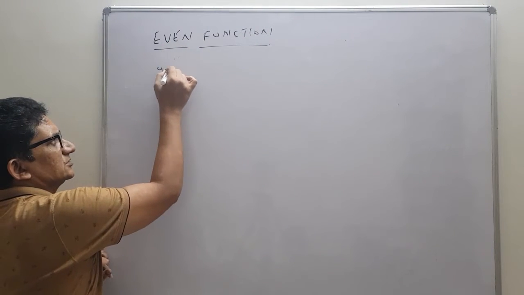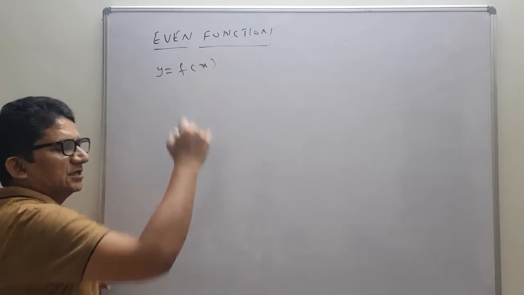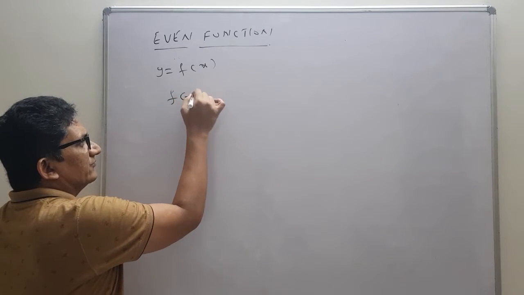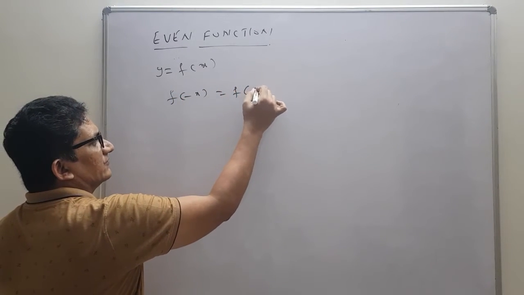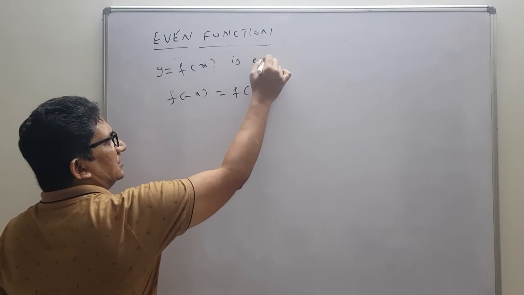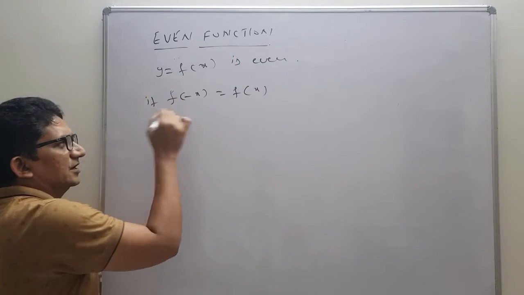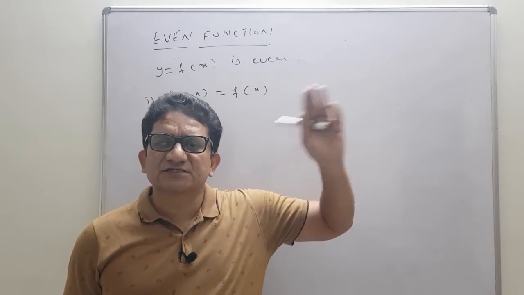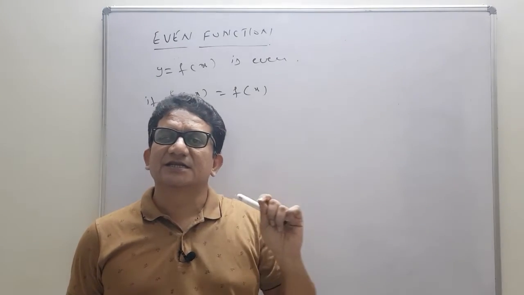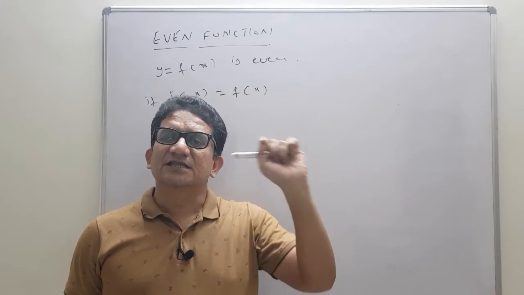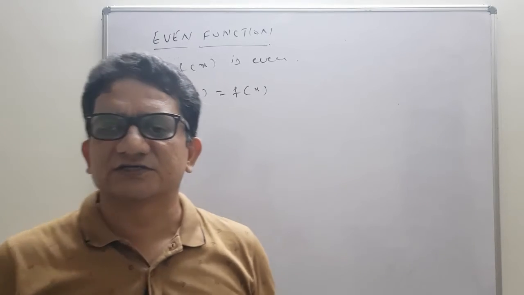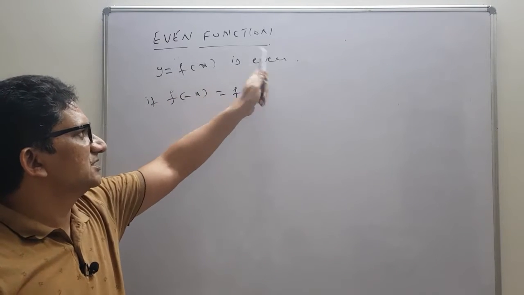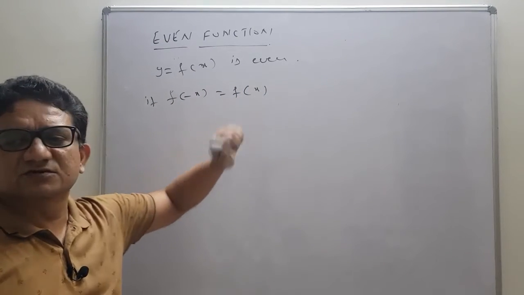A function y equals f of x is said to be even if f of minus x equals f of x. Means in the function, if you replace x with minus x, the nature of the function is not changing, then such a function is called an even function. So that's why we call y equals f of x an even function if f of minus x equals f of x.